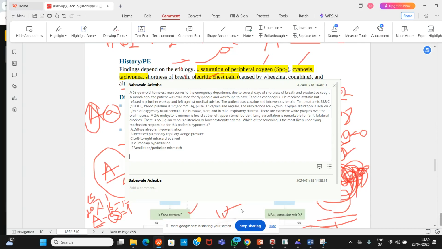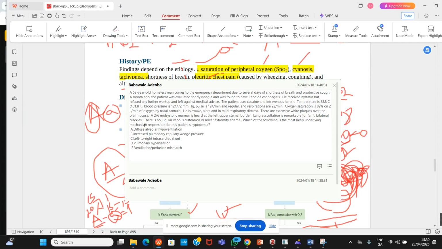A 53-year-old homeless man comes to the emergency department due to several days of shortness of breath and productive cough. A month ago, the patient was evaluated for dysphagia and was found to have candida esophagitis. He received nystatin but refused any further workup and left against medical advice. The patient uses cocaine and intravenous heroin. Temperature is 38.8, blood pressure is 121, pulse is 124 and regular, respirations are 22 per minute. Oxygen saturation is 89% on 2 liters per minute of oxygen by nasal cannula. He is awake, alert, and in mild respiratory distress.